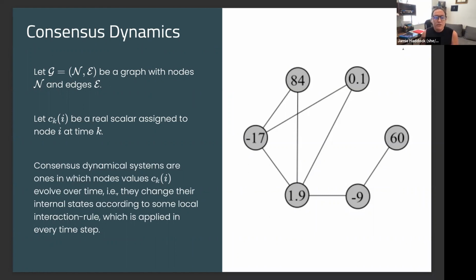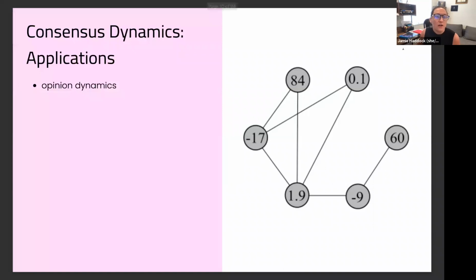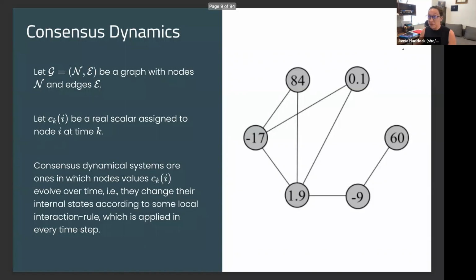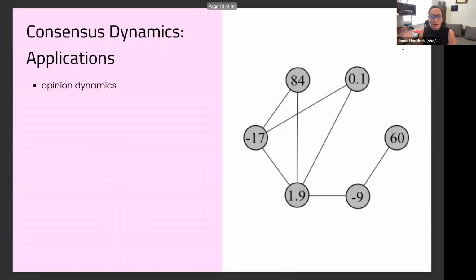And consensus dynamical systems are dynamical systems where the node values, these c_k values, are evolving over time. They're changing their internal states according to interactions between the nodes and the values on the nodes. And this is being applied, I'm considering discrete time, at every time step. Okay, so this is obviously a very broad description of a set of dynamical systems, and they pop up all over the place.